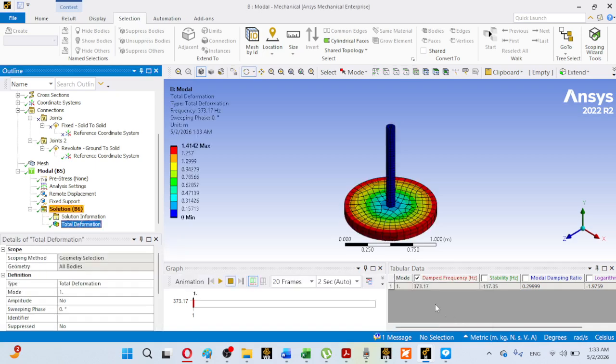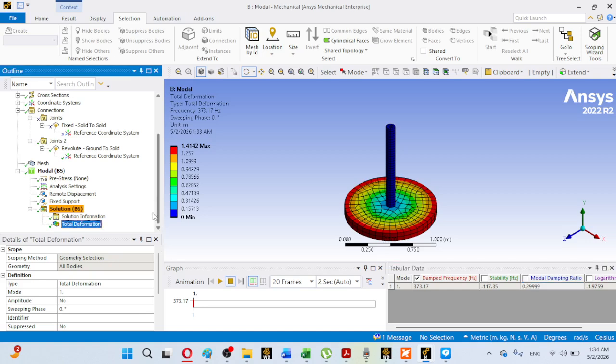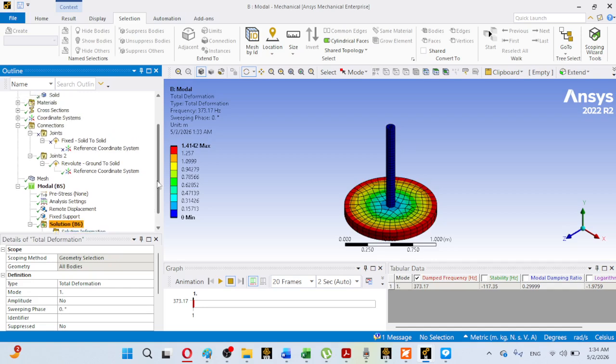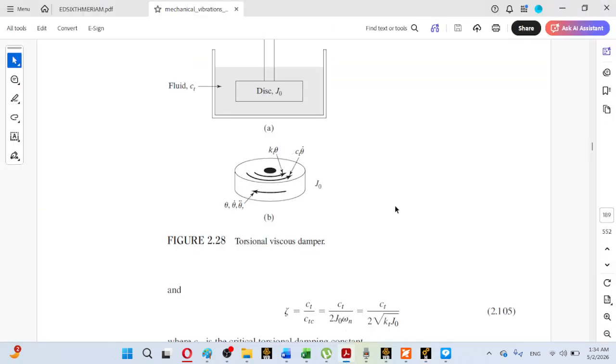So here in the total deformation, you can observe that the damped frequency is 373.17, and the modal damping ratio has been verified, you can observe here, 0.299, so that has also been verified. Now I will orally speak some calculations that you can verify yourself, for the damped frequency that you can observe here.